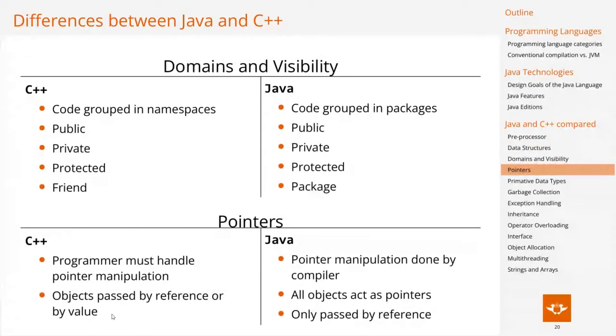Then we move on to domains and visibility. Domains and visibility is basically talking about how we group code together and how we make it accessible. With C++, you had namespaces. Using namespace, working in a namespace, you had a way to group your code together. C++ has public, private, protected. The same thing is available in Java.